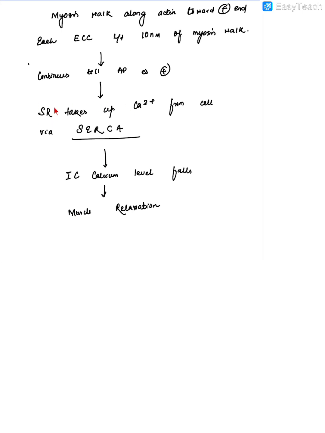Inside the sarcoplasmic reticulum, this calcium is bound to a protein called calsequestrin. So this is the sequence of events that lead to skeletal muscle contraction. We shall discuss smooth muscle contraction in our next tutorial.